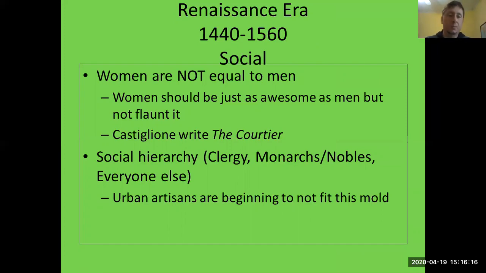So buckle up. So first off, socially, women are not equal to men. Remember that Baldassare Castiglione writes this book called The Courtier, in which he spells out what it means to be the perfect Renaissance gentleman. Remember that women should be just as awesome as men, but not flaunt it.